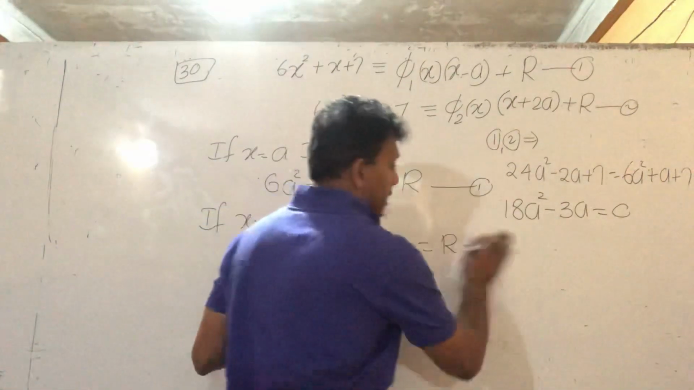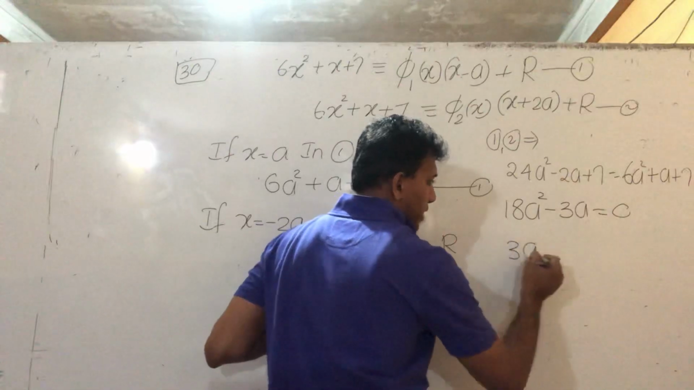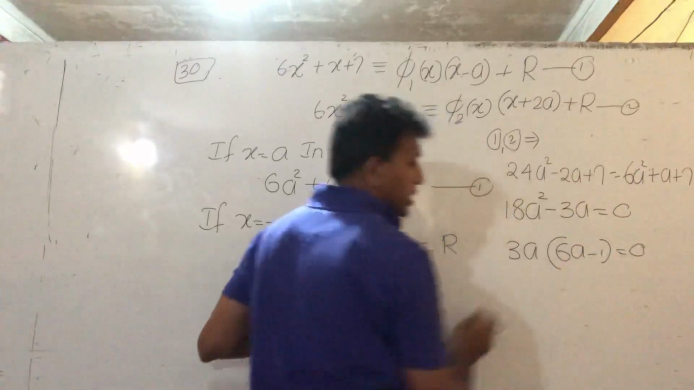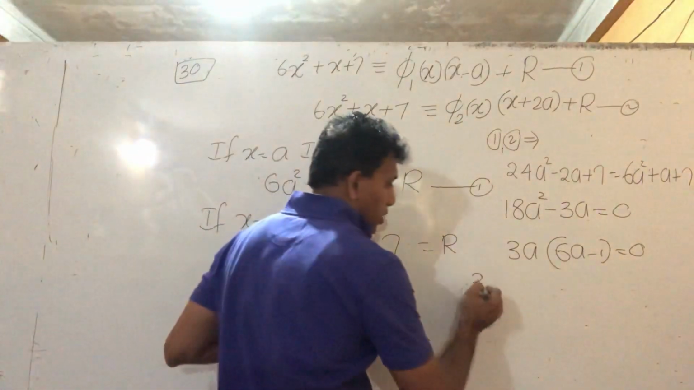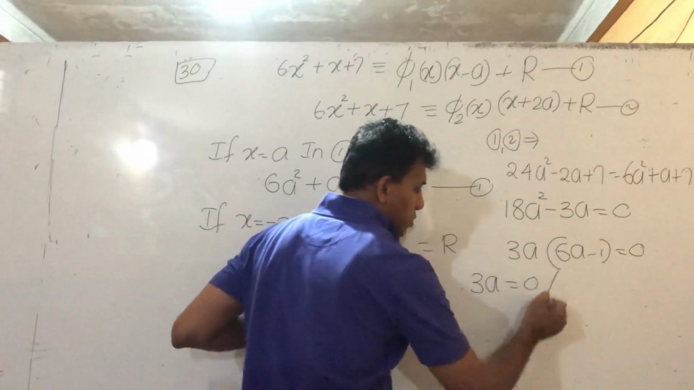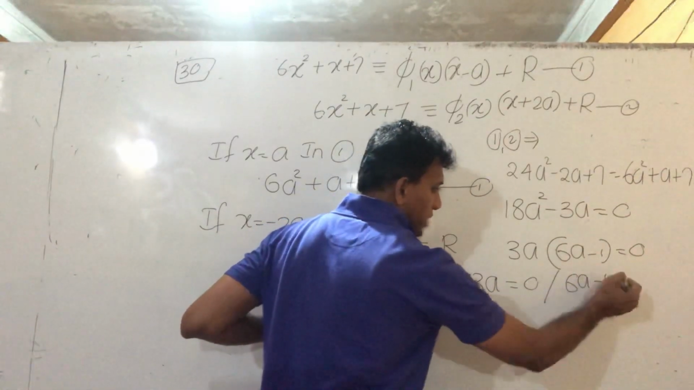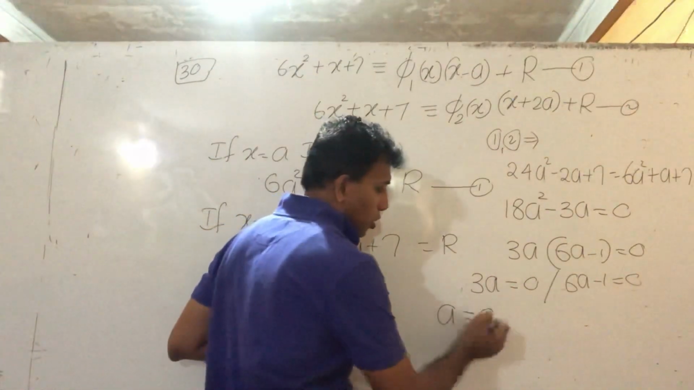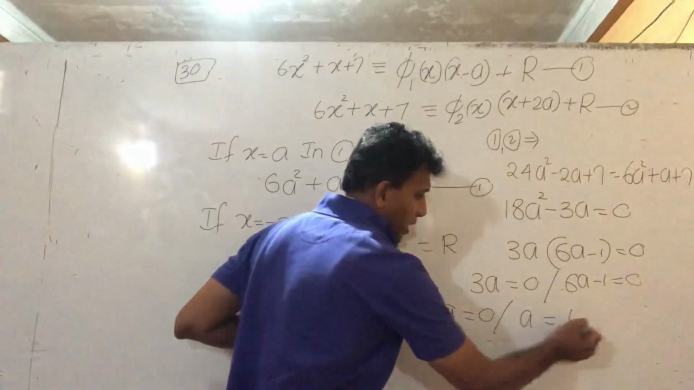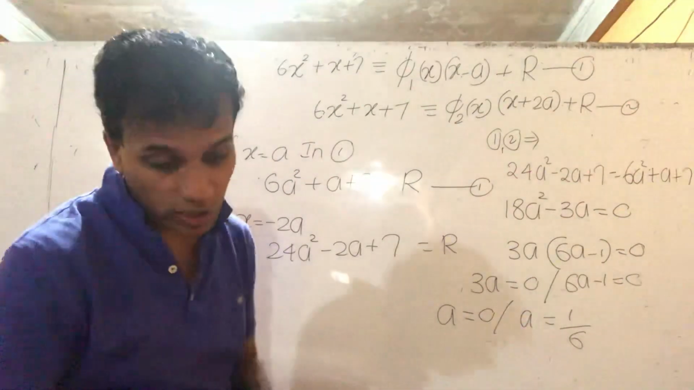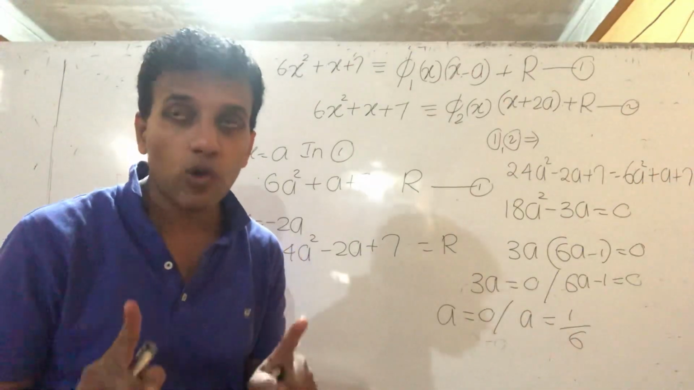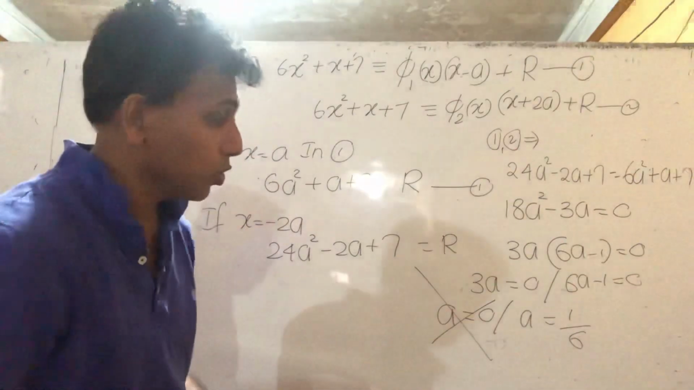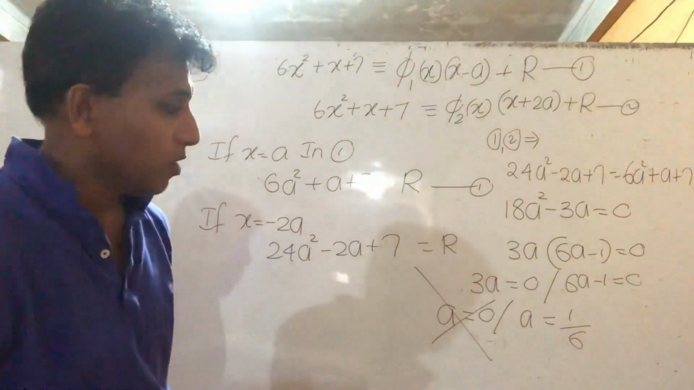Factorize. Take the 3a out. Take the 3 out. 6a minus 1 equal to 0. Therefore, 3a is 0, or 6a minus 1 is 0. 3a is 0 means a equals 0, or a equals 1/6. But they said in question number 30, a is not equal to 0, they provide that. So we won't take this answer. We won't take a is 0. The solution is what? 1/6.